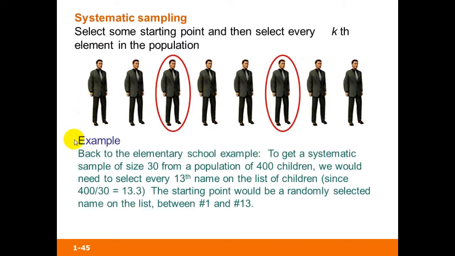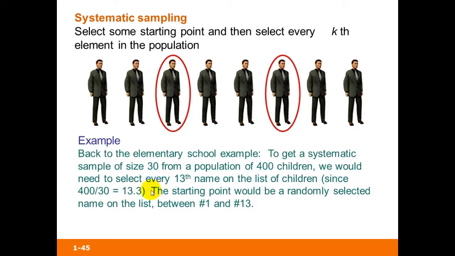If we were going to do this in our elementary school example, to get a systematic sample of size 30 from a population of 400 children, we need to select every 13th name on the list of children. We get 13 because if we divide our total population 400 by 30, that gives us 13.3. So we'd round that down to 13.